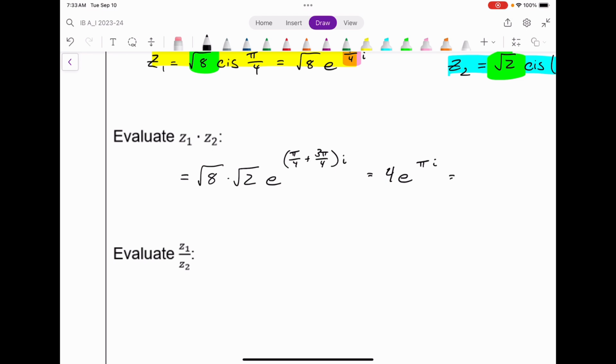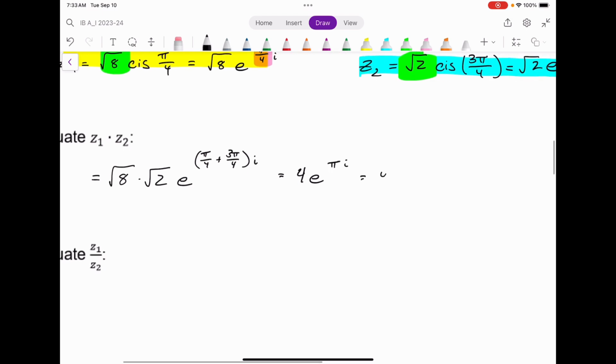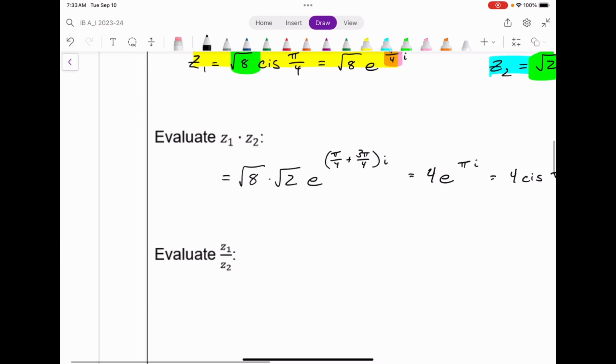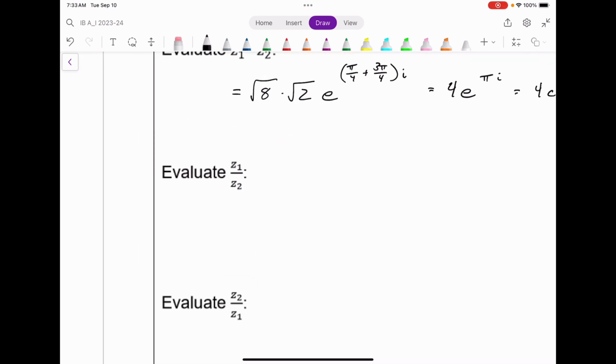which in polar form looks very similar, 4 CIS pi, which, although I don't have to, just keep in mind is just negative 4. If you were to visualize the Argand diagram of this, you would see that this is on the x-axis, so there's no imaginary component in the end. All right, quite quick.